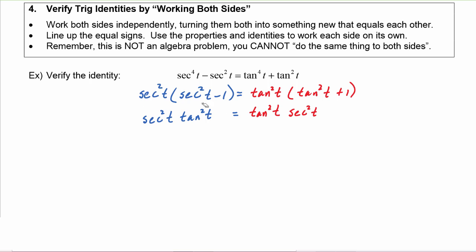And now you can see that both sides of the identity have been changed into something new that equals each other. So because of that, this identity has been verified. So we can say, therefore, verified. So once again, we had to work on each side independently of the other side, factor, do a trig substitution, then we went over to the other side, factored, and did a trig substitution until both sides equaled something new that was the same on both sides.